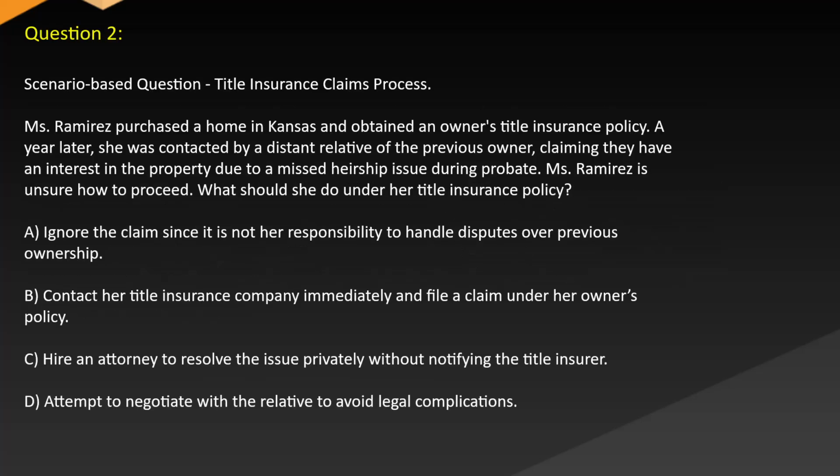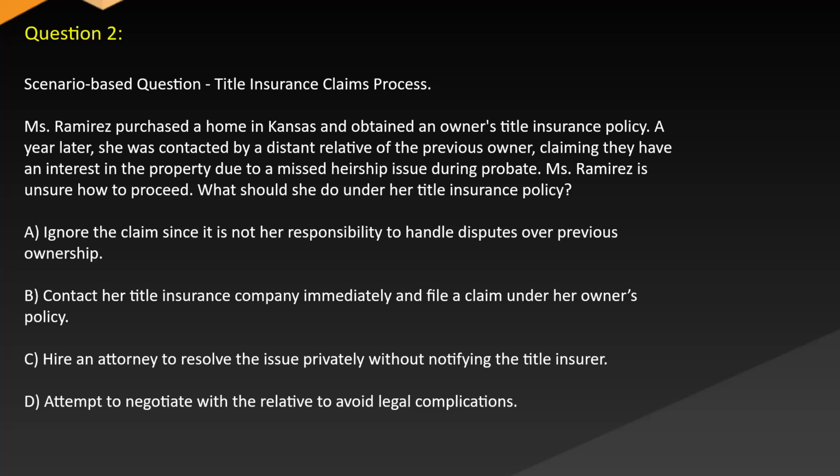Question 2. Scenario-based question. Title insurance claims process. Ms. Ramirez purchased a home in Kansas and obtained an owner's title insurance policy. A year later, she was contacted by a distant relative of the previous owner, claiming they have an interest in the property due to a missed heirship issue during probate. Ms. Ramirez is unsure how to proceed. What should she do under her title insurance policy?